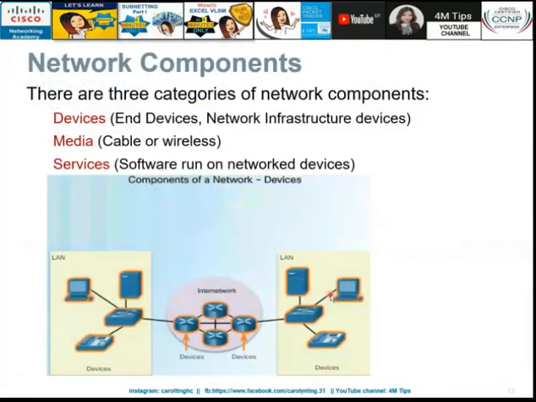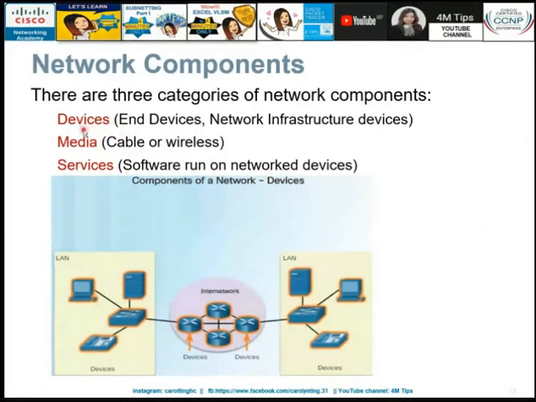For the network components, we are divided into three categories. The first one is devices, the second one is media, and the third one is services. Devices include end devices and network infrastructure devices. Media is cable or wireless, and services are the software that runs. So we have three categories of network components.